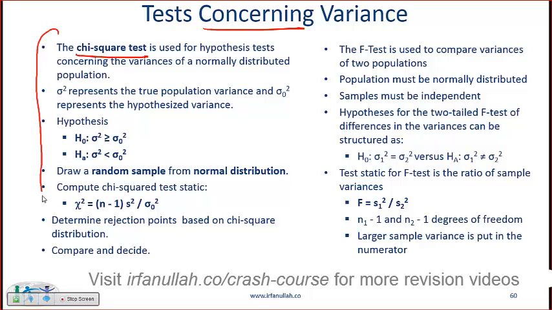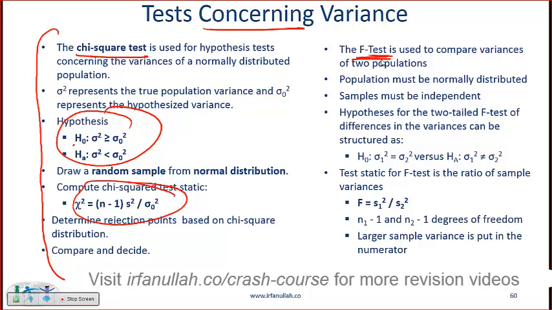And these are some points related to the chi-squared test. You will have a hypothesis, null hypothesis, alternate hypothesis. This is what the chi-squared test stat looks like, and you will compare this with a critical value to determine whether or not to accept the null, whether or not to reject the null hypothesis.